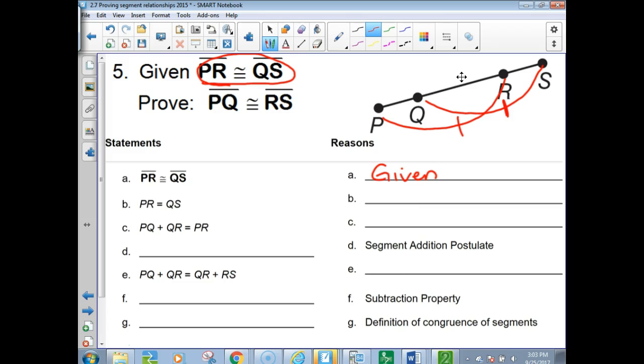Now, those two things have something in common. So in the proof, to be able to prove segment PQ and RS congruent, we're going to need to figure out a way to show that this is in both of them. So I'll show you what I mean. PR is congruent to QS is given. Now we already know PR equals QS then by definition of congruent segments.